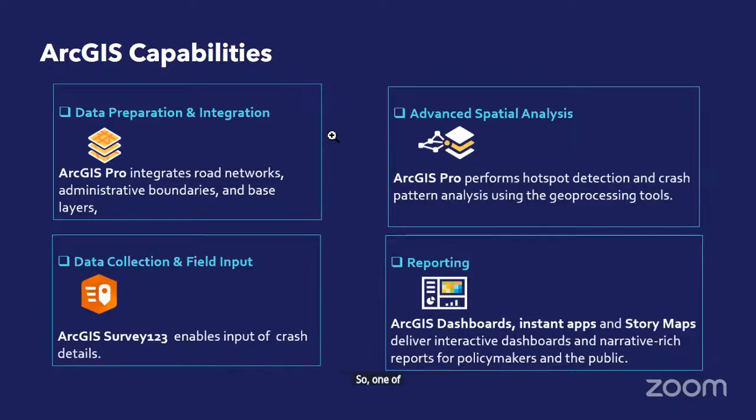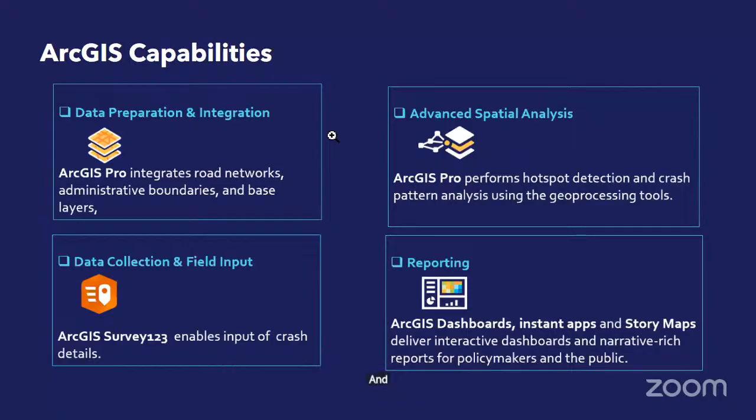So one of the capabilities is data preparation and integration, as I've explained before in ArcGIS Pro, where I'm able to integrate the various road networks, the administrative boundaries, and the base layers. And also data collection, the ArcGIS survey form, where you're able to input crash details, and it is able to display in real time. And also one useful thing about ArcGIS is that it enables you to do advanced spatial analytics, such as, in my case, hotspot detection. Hotspots communicate where these road accidents are occurring, where the places are where most of the accidents are occurring, and where the places are where accidents are not occurring as often.